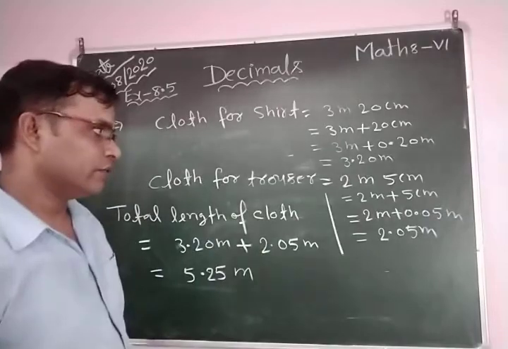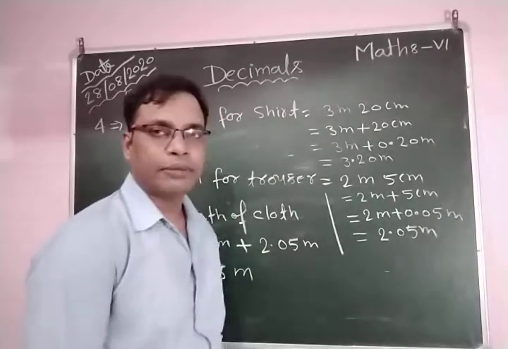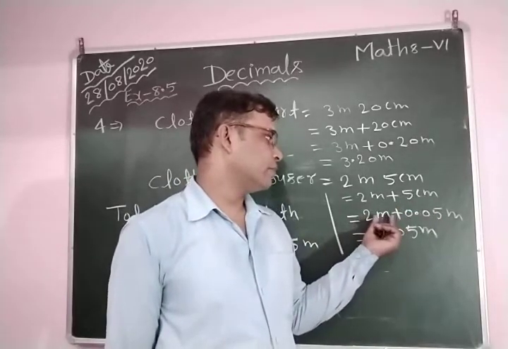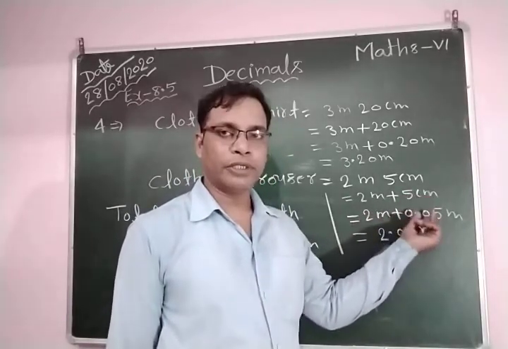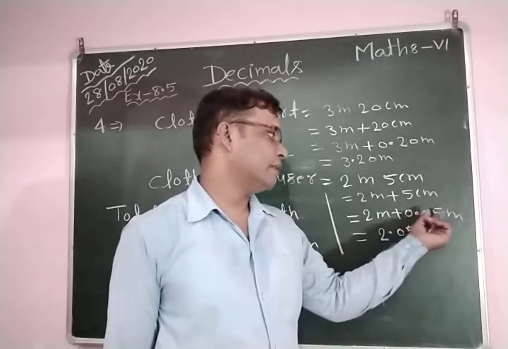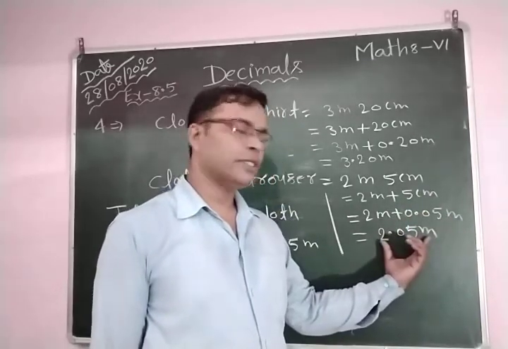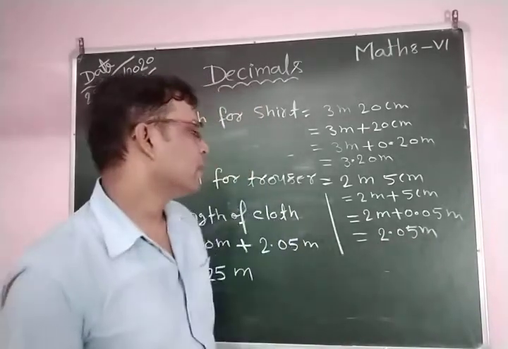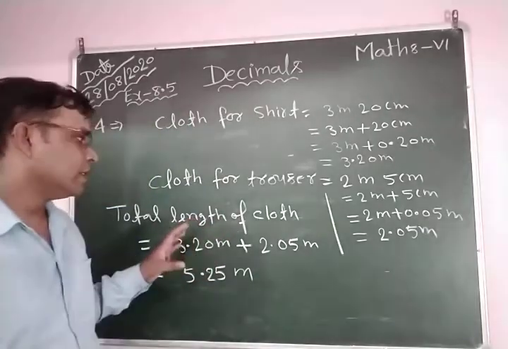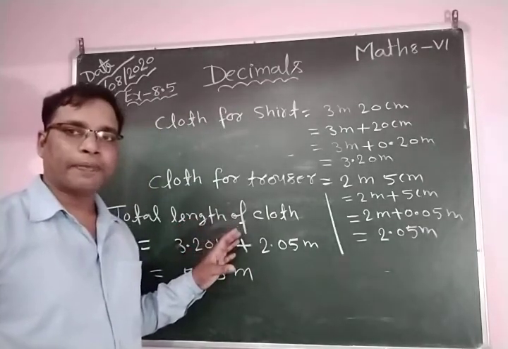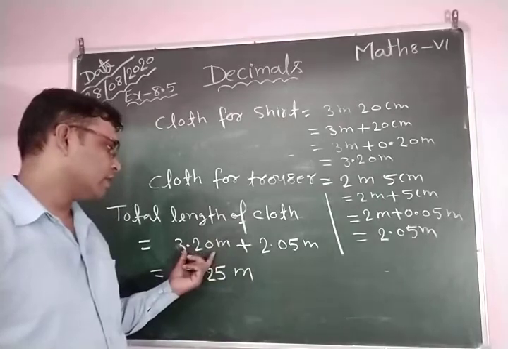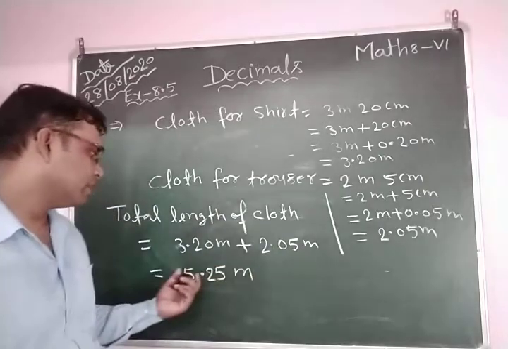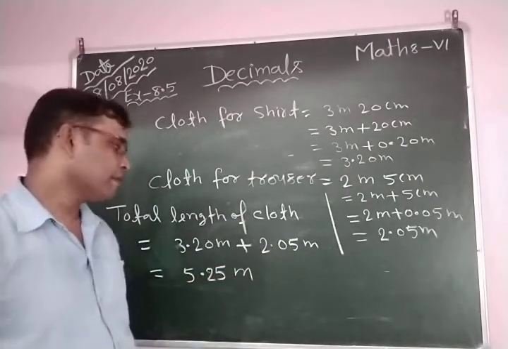Clear? In this way, 2 meter 5 centimeters we can write as 2 meter plus 5 centimeter. In meters we have 0.05 meters, and if you sum them, then we have the length for the trouser as 2.05 meters. Now we sum them for the total length of the cloth: 3.20 meter plus 2.05 meters. If you sum them, then you obtain 5.25 meters.